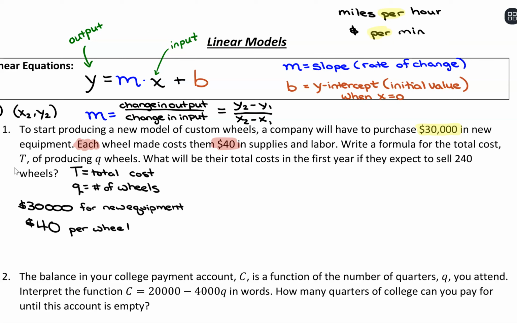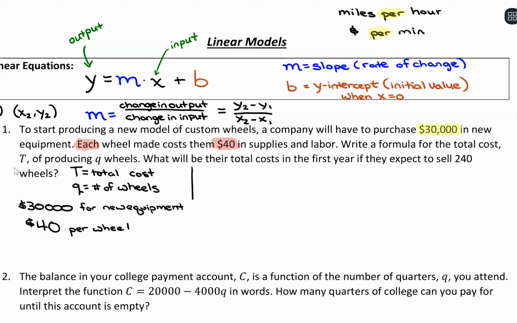All right, so these two things together are making up this total cost for producing the wheels. So overall, they had to pay $30,000. And that's not going to change. They only have to pay it once. They just need to pay for this new equipment once. So in terms of costs, this is their initial cost. This is what they're starting with.